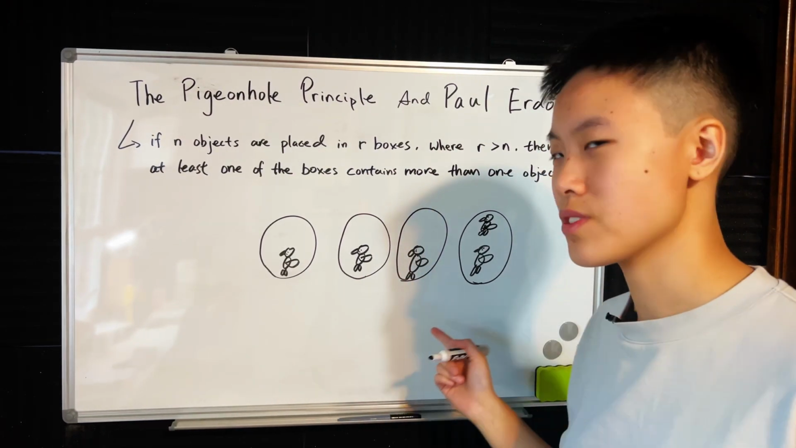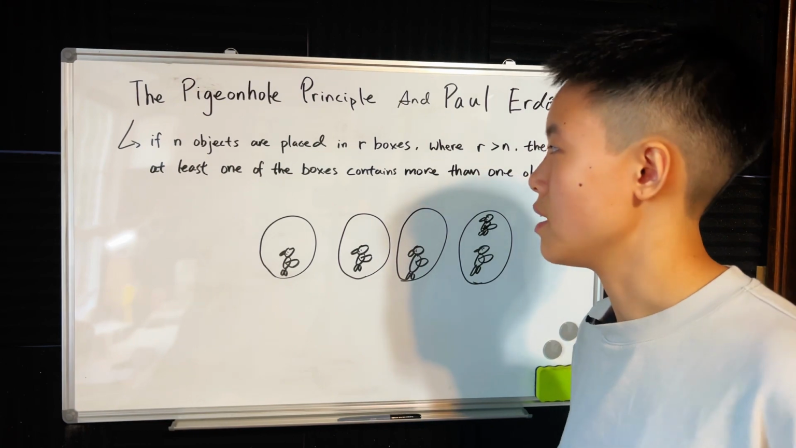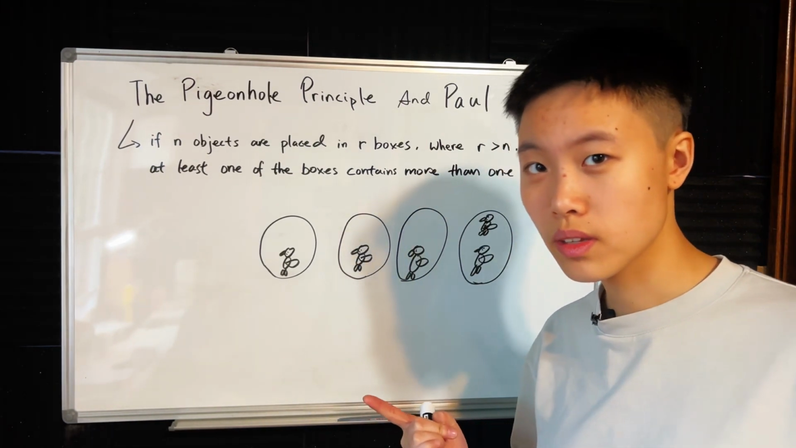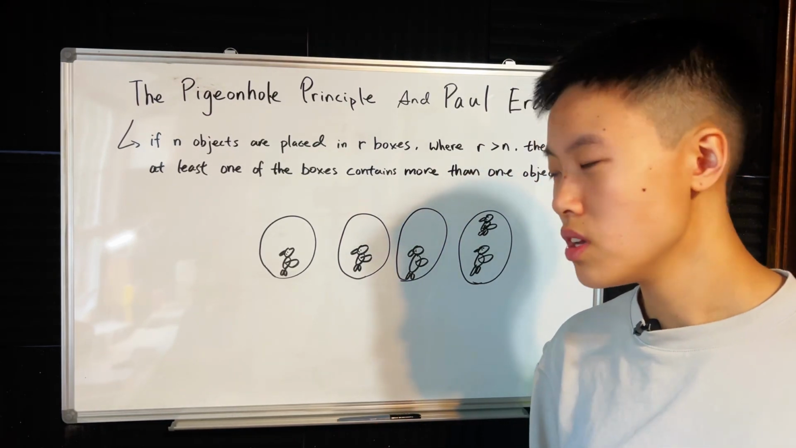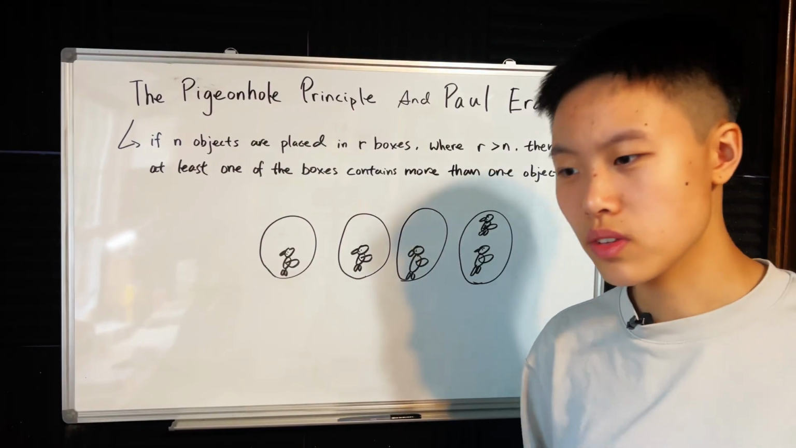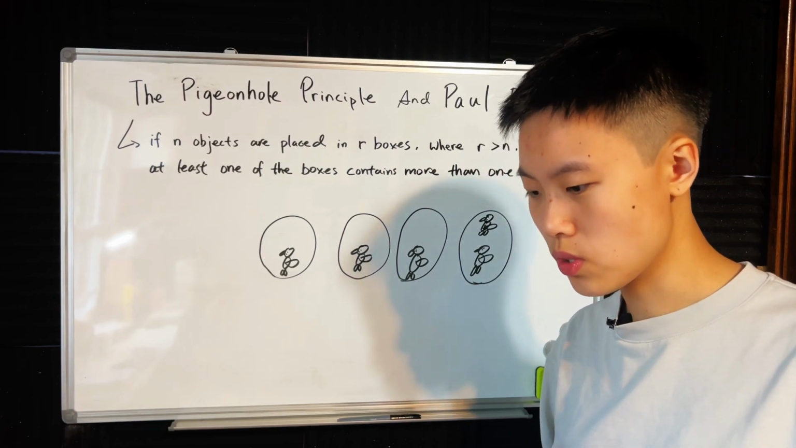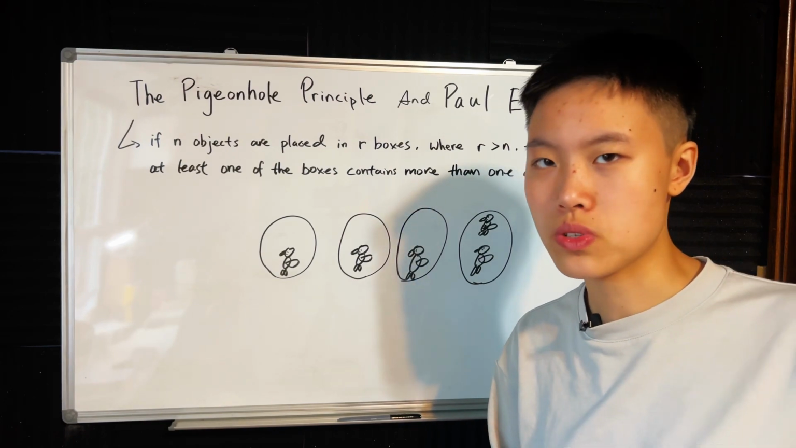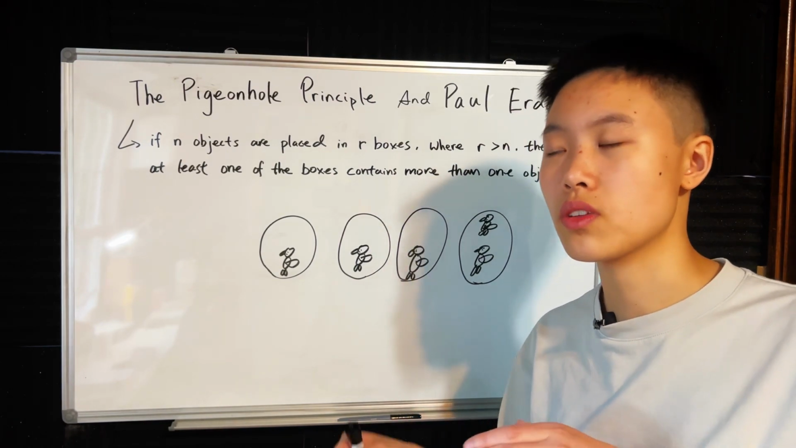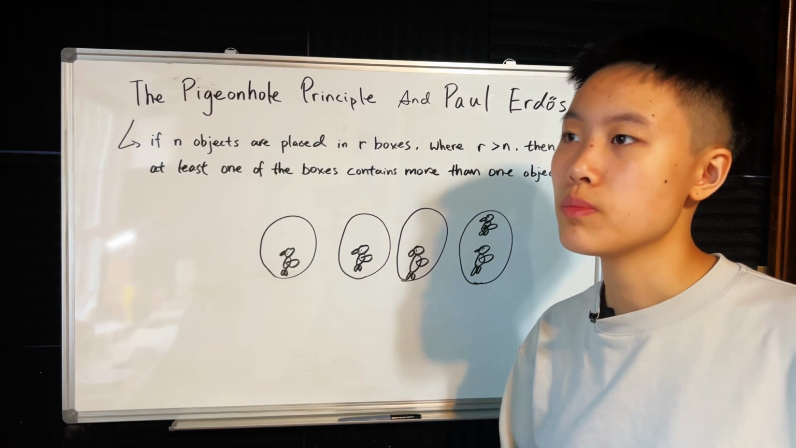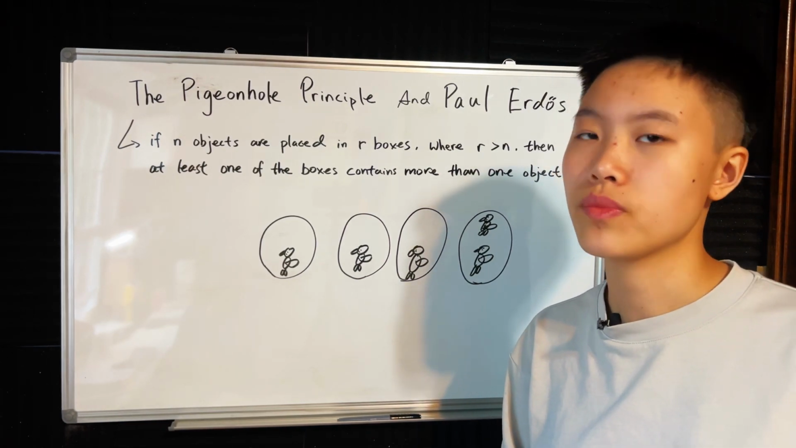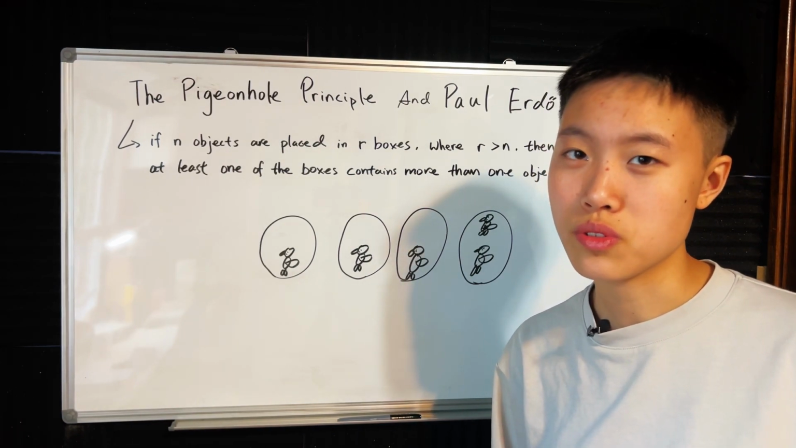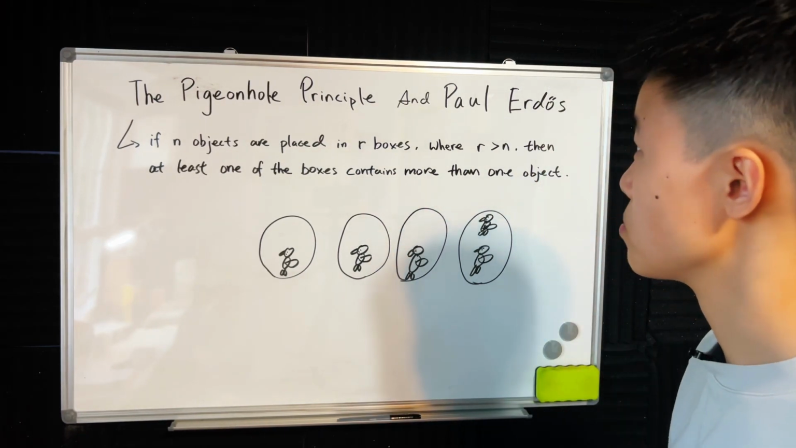So there are 5 pigeons in 4 holes, and so the theorem just says there has to be at least one hole that has more than one pigeon. So it's very intuitive, and the crucial point in using the pigeonhole principle to solve a problem is to set up boxes or pigeonholes that objects can be in, and then prove that there are more objects than boxes. So that's the main strategy that you need to use to solve a problem using the pigeonhole principle.